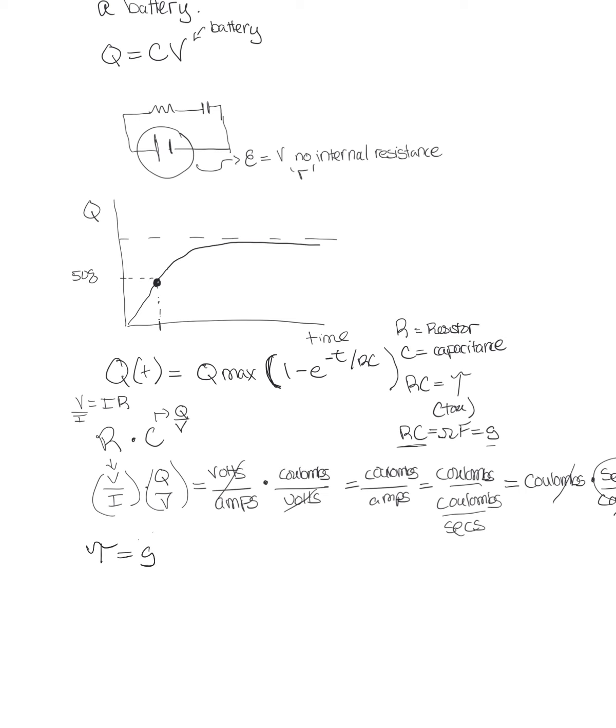And this is tau equals RC. Just a fun fact, it is how long it takes to reach 63% of your Qmax. I don't know, just a fun fact by itself. Okay? Well, what if you want to find a particular charge at a particular time? Well, we can do that with this equation up here.